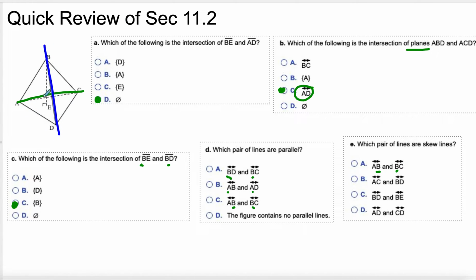Even if this drawing of mine looks like they are intersecting, because I cannot draw in three dimensions, this is in the front and the green one is in the back, they do not intersect, right? So they are not parallel, and because they are not on the same plane, they are skew. BE and BD, I see B is the intersecting point. AD and CD, D is the intersecting point.